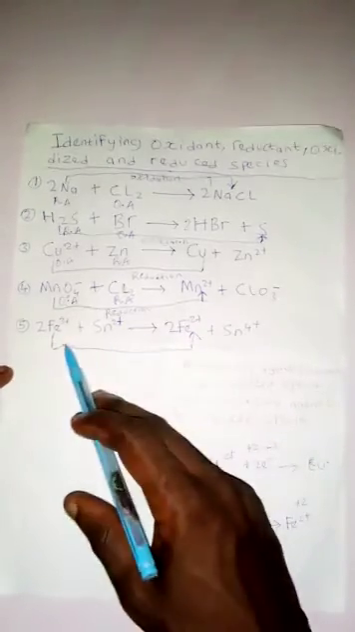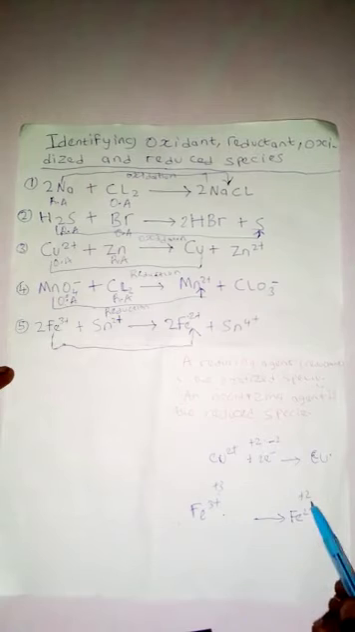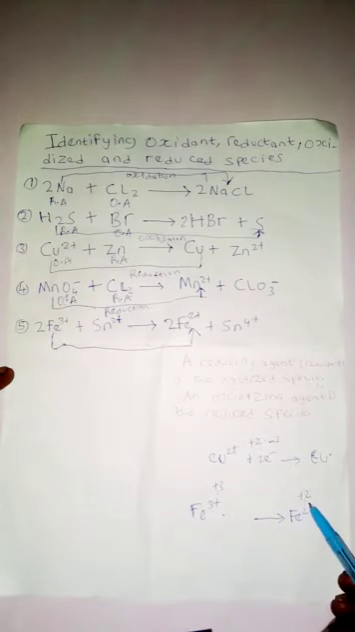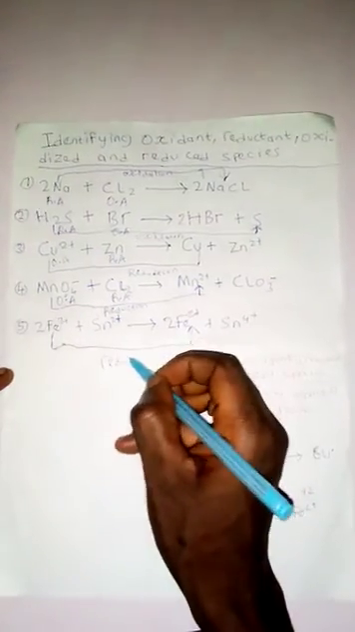a reduction reaction. Why? Because the oxidation number decreases. How? Now look at it. So Fe³⁺, plus 3 here, turns to plus 2 here. So that's a decrease in oxidation number. So as a result of that, this is a reduction reaction. Are you getting it? This is a reduction reaction.